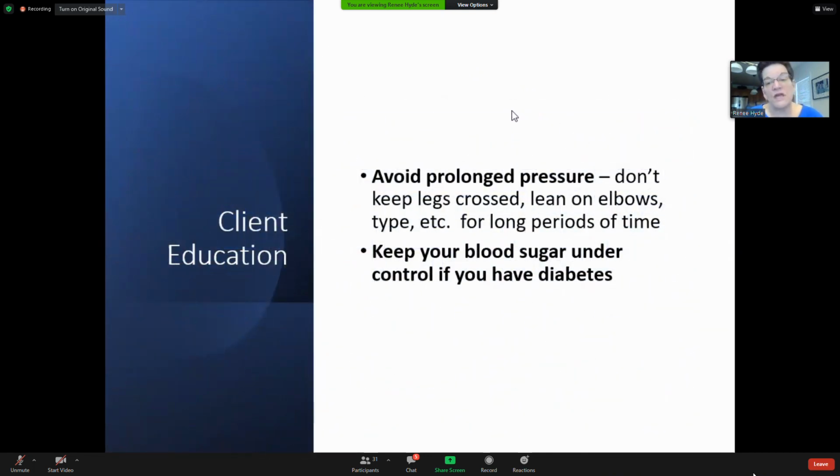Other client education, we don't want them to cross their legs, lean on their elbows, or type or do any action for long periods of time without a break, because a lot of these neuropathies are due to repetitive stress. We want them to keep their blood sugar under control if they have diabetes, because it can exacerbate the problem.